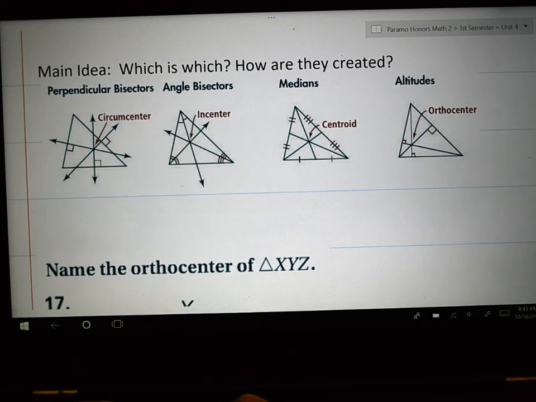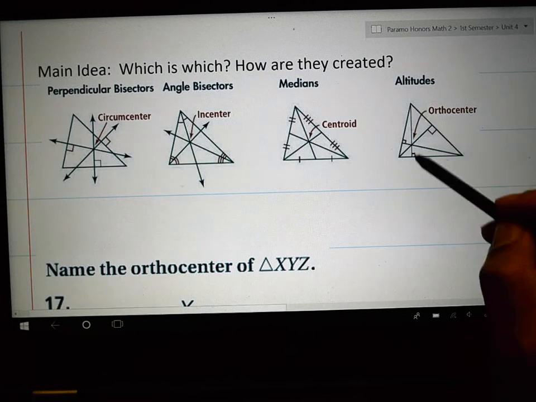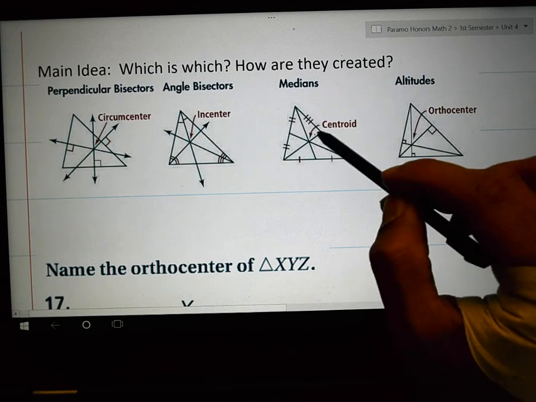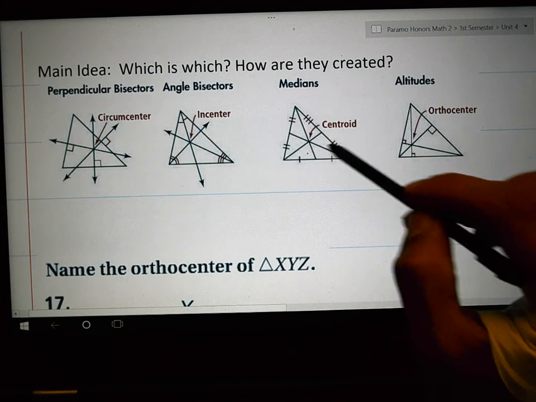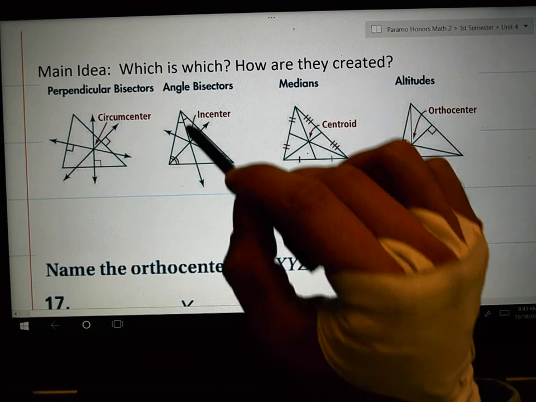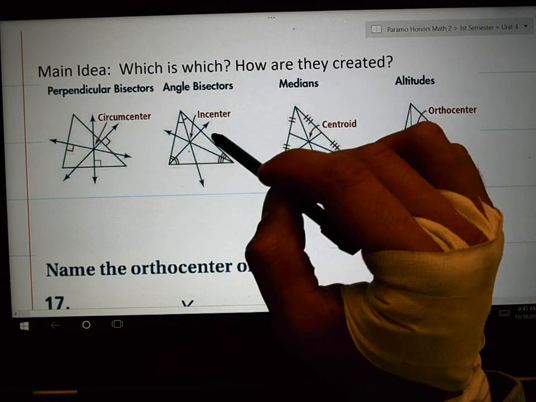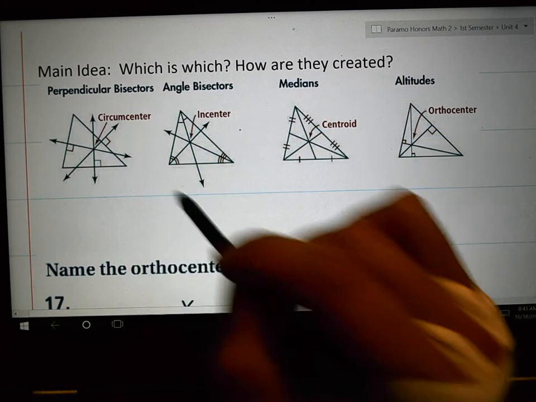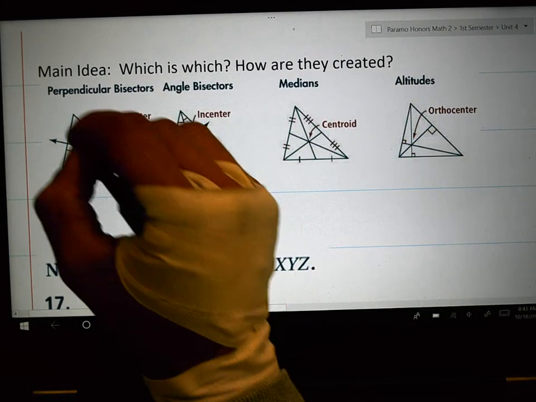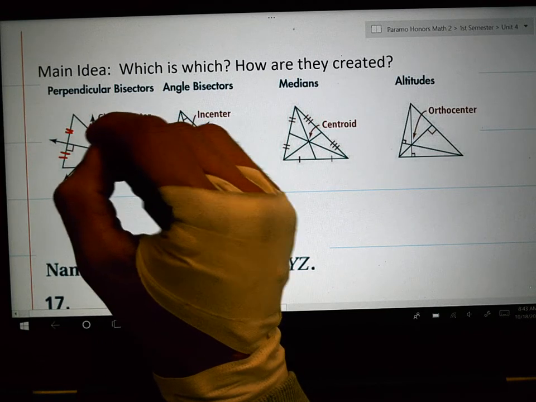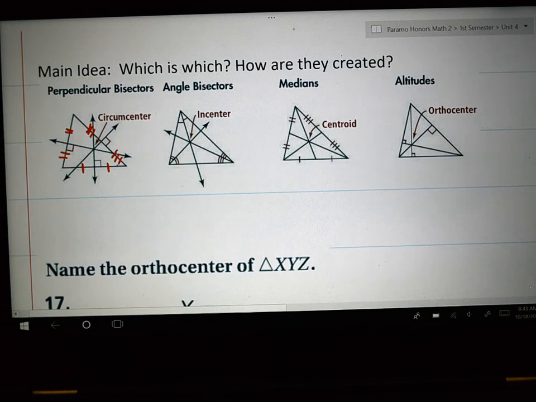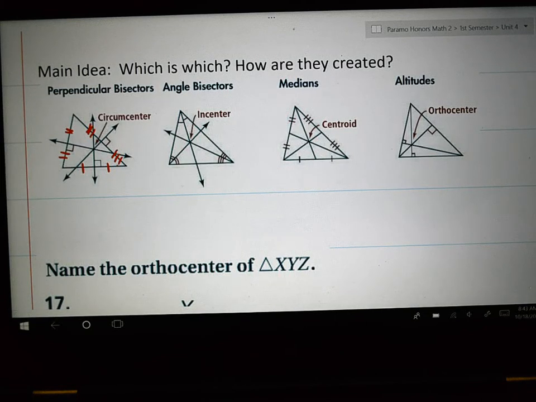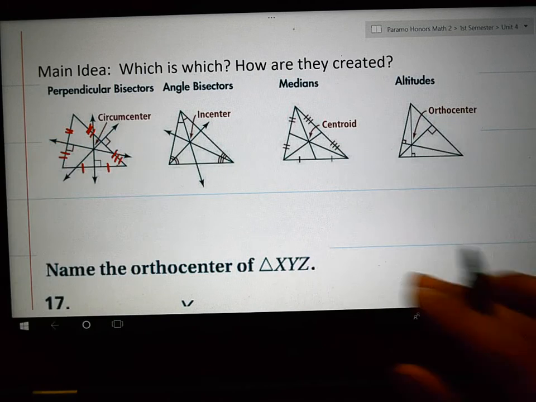Your job will be to know when you have an altitude and an altitude and an altitude intersecting, it's called the orthocenter. When you have a median and a median and a median, it's called a centroid. Where I have angle bisectors, angle bisectors, and angle bisectors, it creates something called the incenter. When I have a perpendicular bisector, this one doesn't show a very good job, I wish this drawing had those marks in there. That way, then I would know it's the circumcenter for sure. That's a main idea, just so you know.